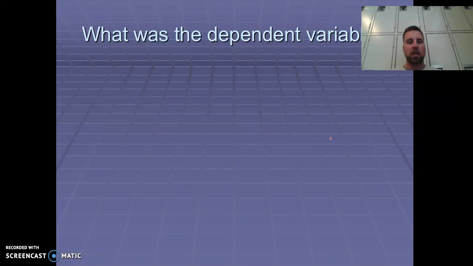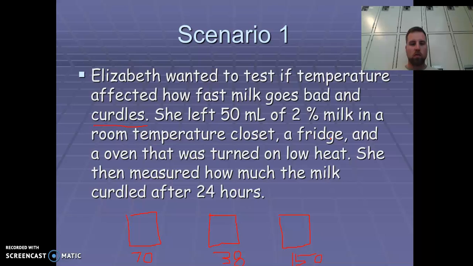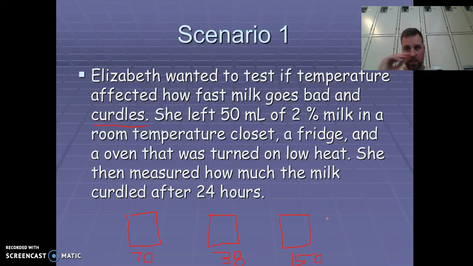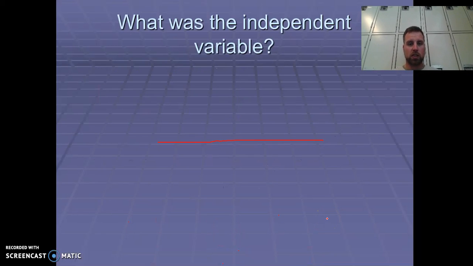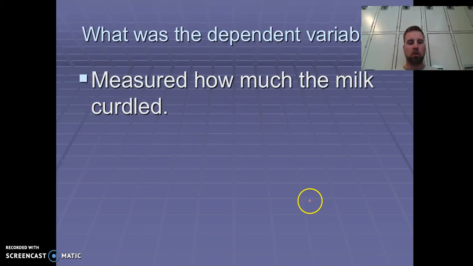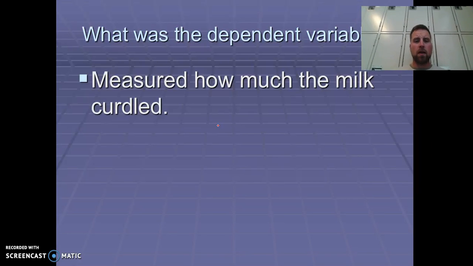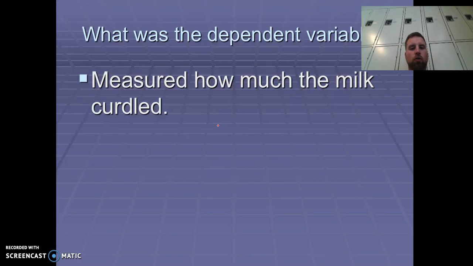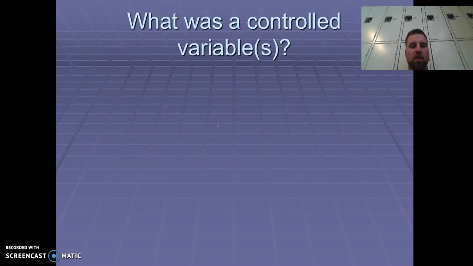What about the dependent variable? Remember, the dependent variable is what we are measuring. If we go back, what is Elizabeth measuring in scenario 1, right? We put 3 things of milk in 3 different environments, and she is measuring what? Go back. It is how much the milk curdled, right? So we're going to be looking at how chunky it is, and maybe how much curdled milk, how many chunks we have in each of our glasses.